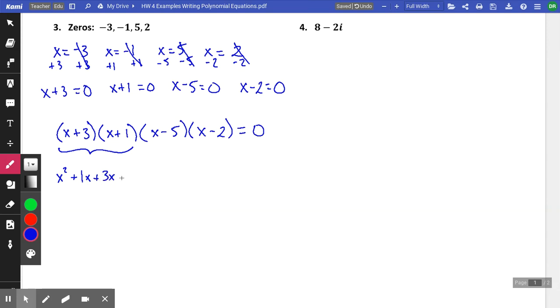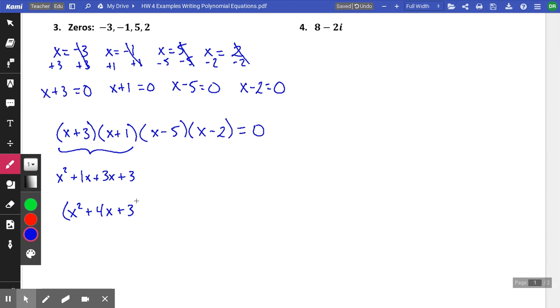And 3 times 1 is 3. Okay. So we have 4 terms there. 2 terms times 2 terms makes sense. And I see that I have like terms in the middle. And so let's go ahead and combine those to get x squared plus 4x plus 3.